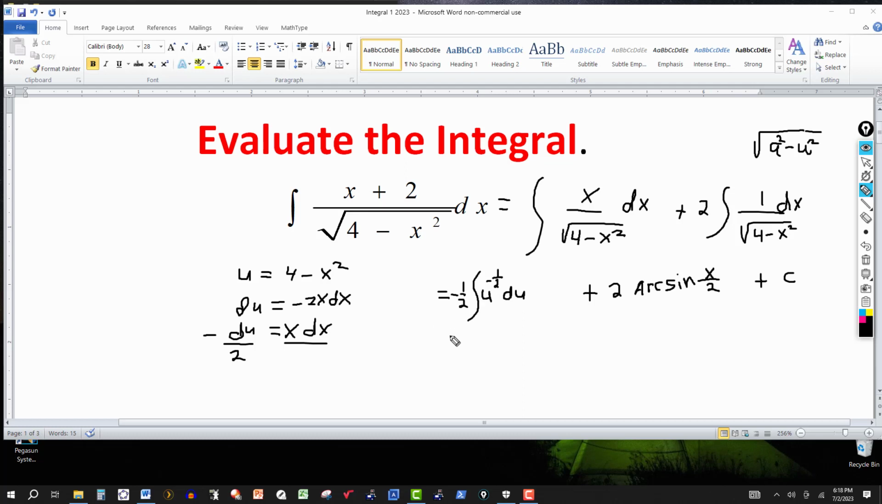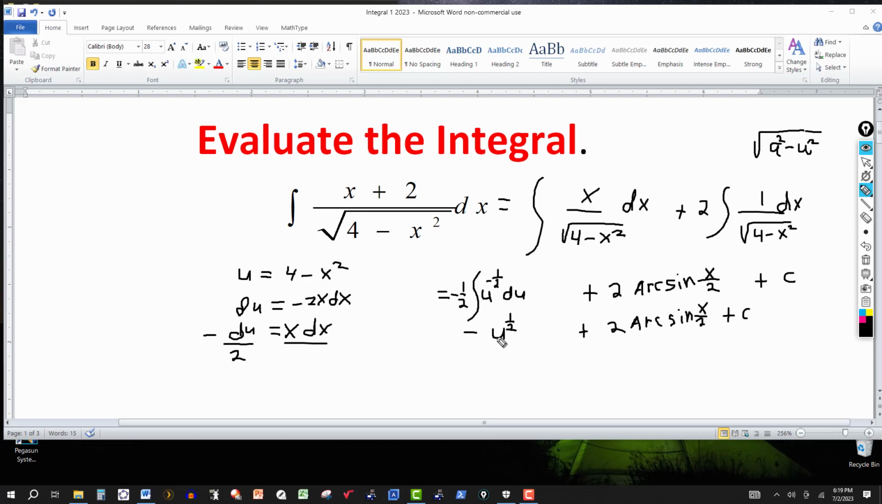And on this one over here, we simply add 1 to the minus 1/2, and we get 1/2, so we get a 1/2 there. And then divide the coefficient of that by 1/2. That'd be a negative 1, or just a negative, plus, so we get 2 arc sine of x over 2, plus your constant of integration.